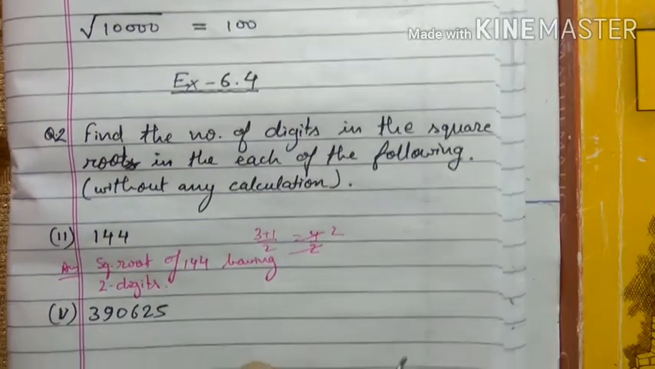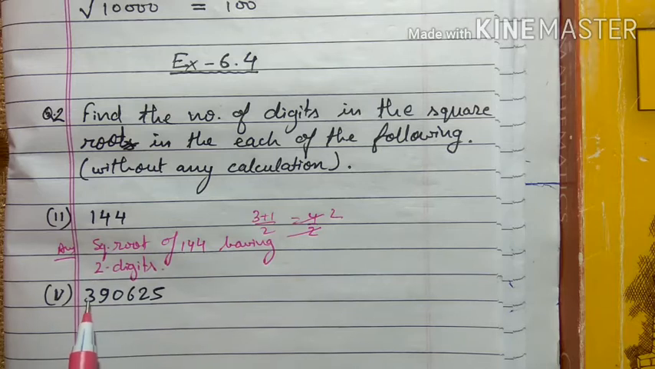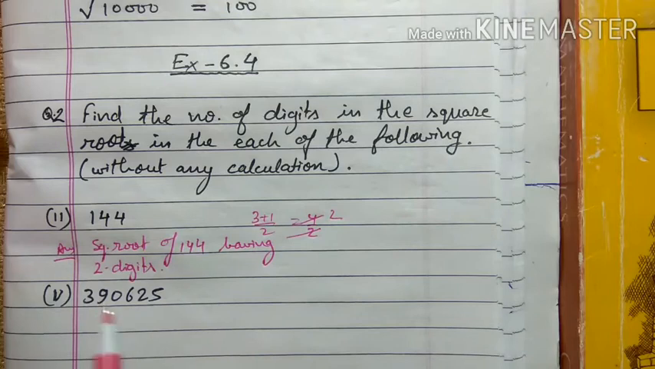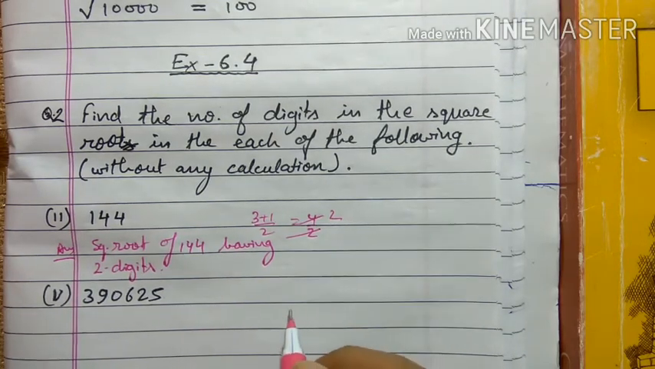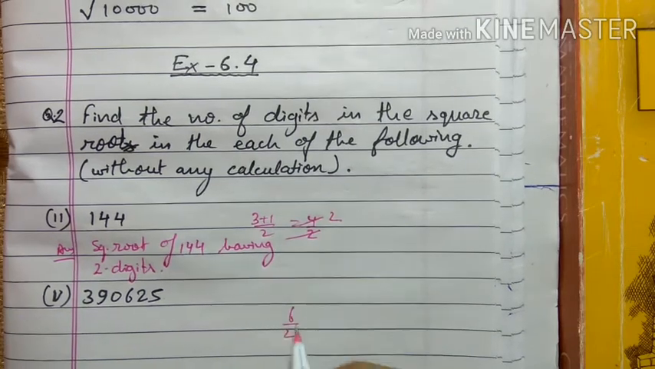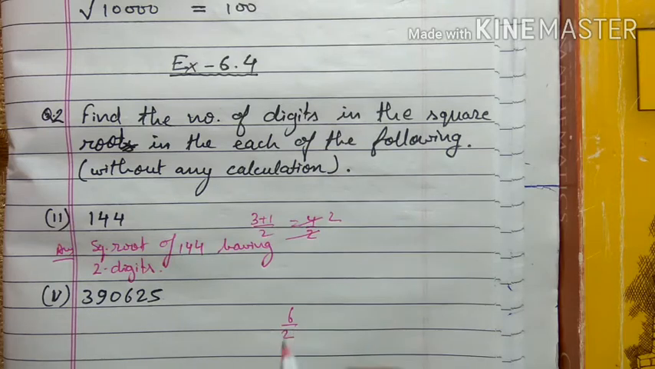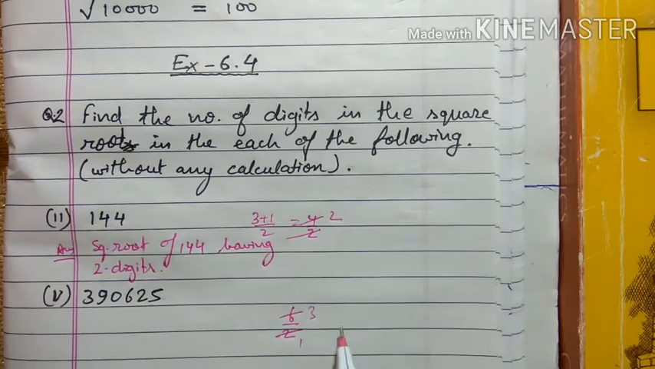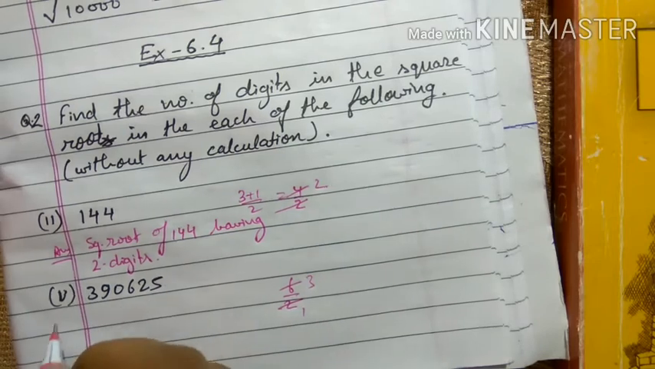Right, this is the answer. So now the next one, how many digits are here? 1, 2, 3, 4, 5, 6, and 6 is an even number. So there are 6 digits and 6 is an even number. So what we have to do is 6 by 2, n by 2. In the case of an even number, we take just half of the digits. So n by 2 is 6 by 2, 2 ones are 2, 2 threes are 6. So 3 is the answer. So the square root of this number has 3 digits only.